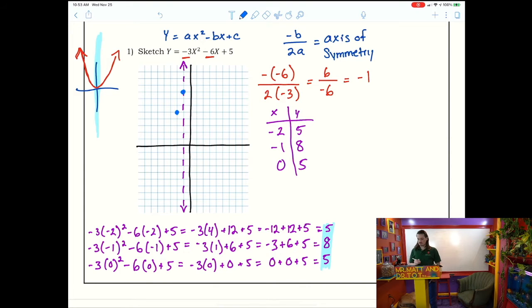Now, it might concern you why your middle value is above the other two points to the left and the right. But remember, our a value, our leading coefficient here, is negative. This whole thing is expected to open downward. So this goes along with what we would expect. So if we just connect these points, then our graph would look something like this.